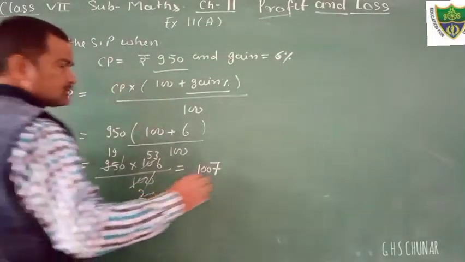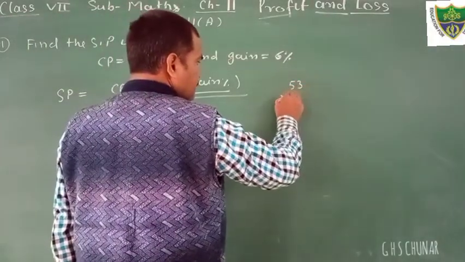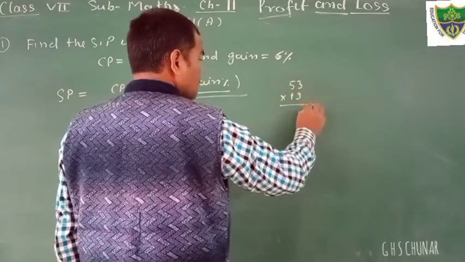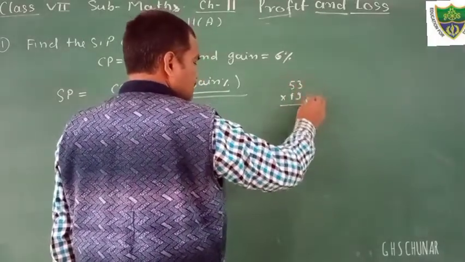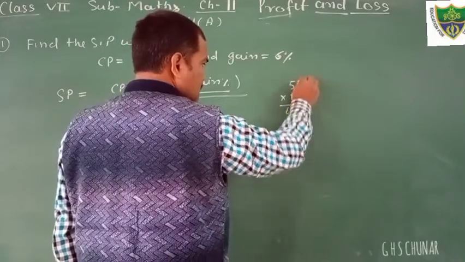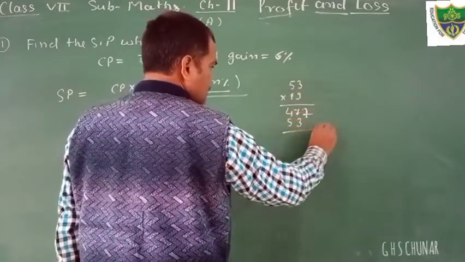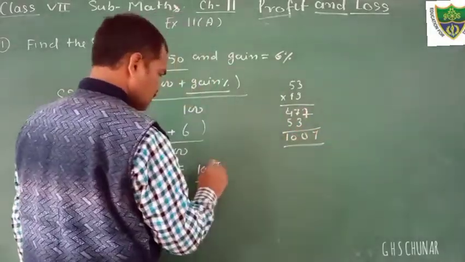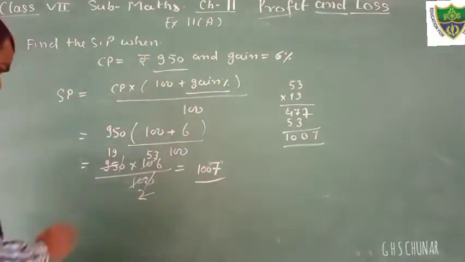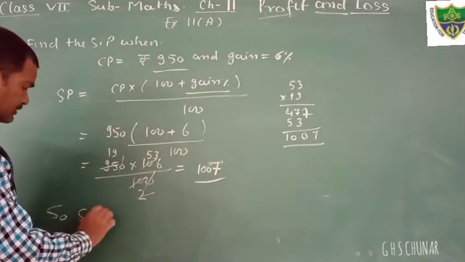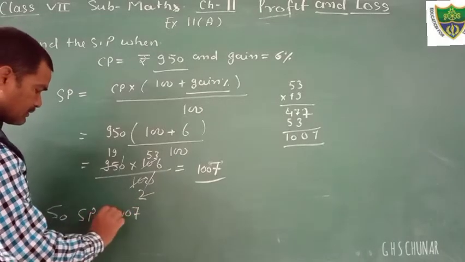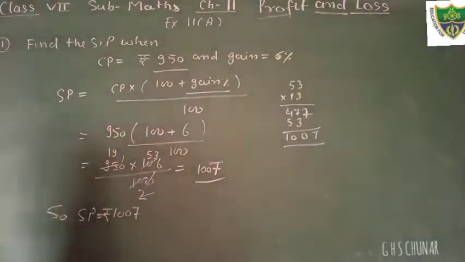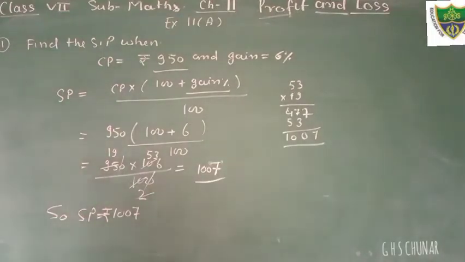You can check: 53 multiplied by 19, 9 threes are 27, 7, 0, 10, 1000. This is the SP, so SP is equal to rupees 1007. Okay. Note it.